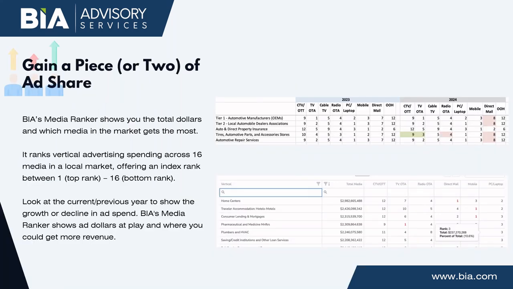Thanks, Elaine. Another way BIA breaks down the media is with media rankers. These simply rank the media from 1 to 16 and can be used for insights into what media is just ahead of you and what media is just behind you. Look at the media just ahead of you to pitch some dollars, and the media just behind you that you'll need to fend off in the upcoming years. Look at more than just 1 year. Look at current, previous, and future years to show how these media allocations are changing in your market. And these changes in the media rankings will allow you to target weaker media to increase your revenue.